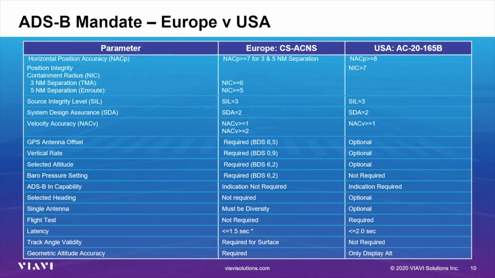Quite often, the European mandate is compared to the one in the USA, which came into effect at the 1st of January this year, and there are some slight differences between these mandates which are shown in the table here. These may be relatively minor differences, but they are important to be aware of if you are involved in certification or testing of aircraft which can be flying between both continents.